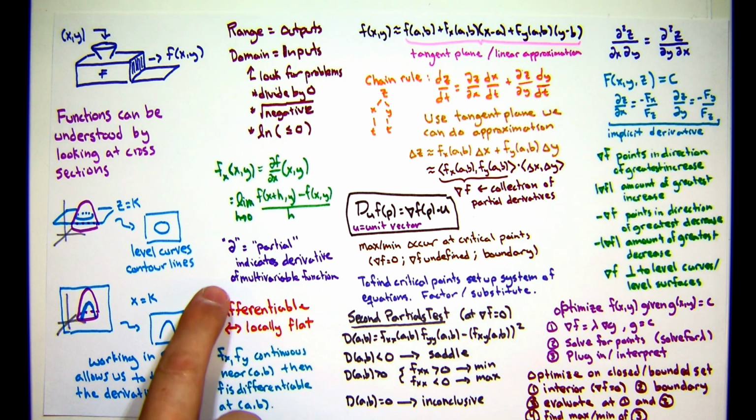Now, we see the partial symbol. The partial symbol is the same thing as the d symbol. It indicates derivative. The only difference is we have a function of more than one variable. If you hear the word differentiable, that intuitively just means it's locally flat. For us now, flat things are not lines, flat things become planes. And so we're going to talk about tangent planes in just a second. What does it mean to be differentiable? Well, we need the partial derivatives to exist and to really be continuous. And as long as that's true, then we're differentiable.